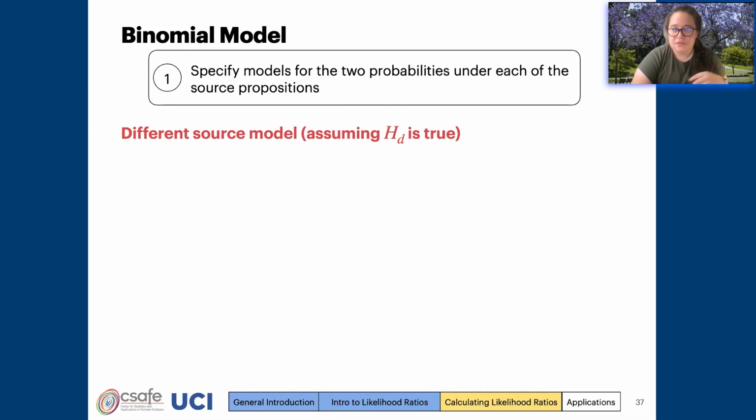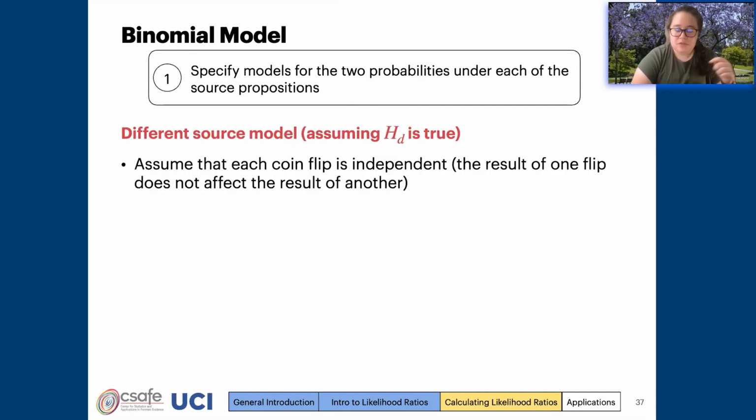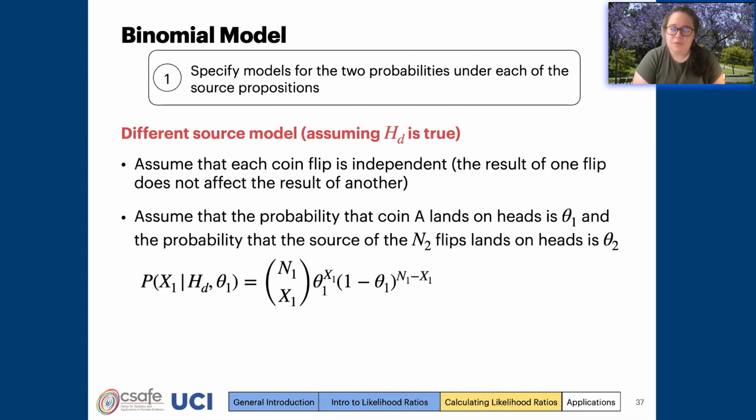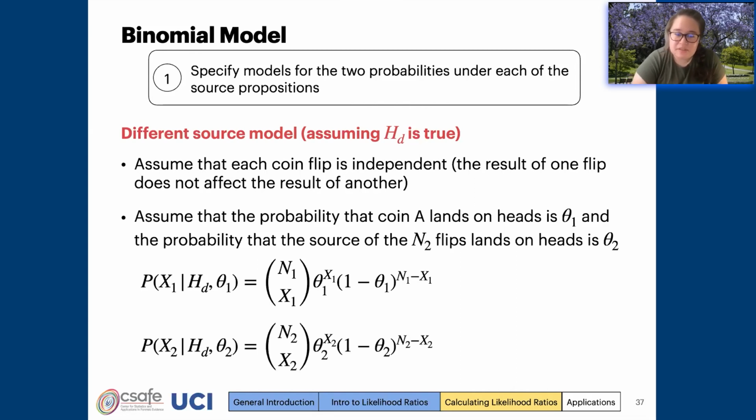So now what about under the different source proposition? So again, we'll assume that the coin flips are independent. And this time we'll still assume that the probability that coin A lands on heads is theta 1. But this time the probability that the unknown source coin lands on heads, we're going to call that theta 2, where theta 2 is also some number between 0 and 1, but it's not equal to theta 1. So we have the same binomial likelihood for the coin A flips. But this time we have a very similar looking binomial likelihood, except the key change is that now we have theta 2 in here instead of theta 1. And so the difference here is that theta 1 does not equal theta 2.